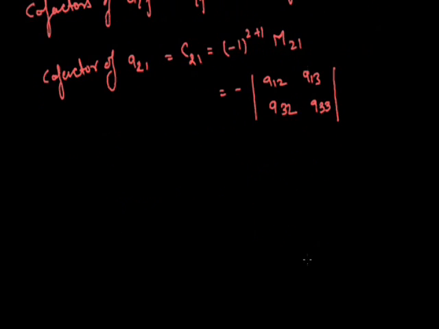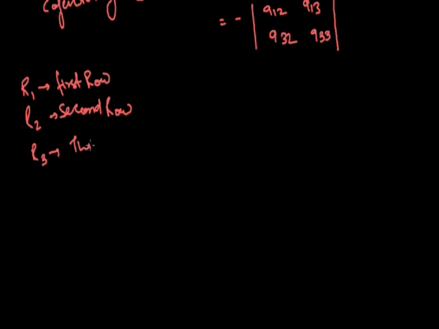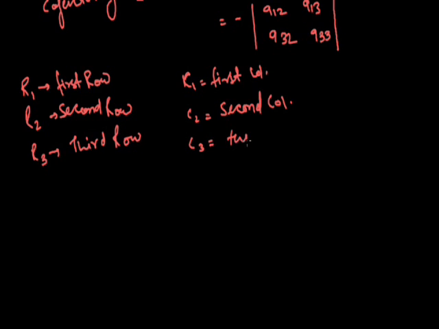Now, in the expansion and for the solution of the determinant we use some symbols. R1 represents the first row, similarly R2 represents the second row, R3 represents the third row, C1 the first column, C2 the second column, C3 the third column.